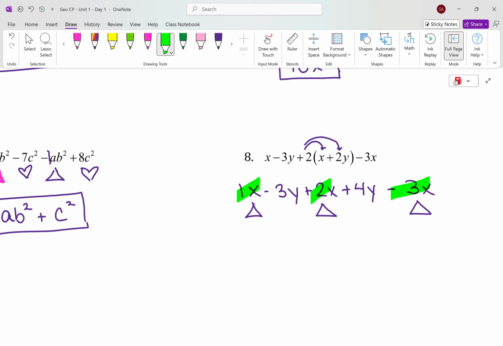So we're not writing any x. I'm not going to write 0x because 0 means there's nothing there. So now what's left? We're left with a negative 3y, and don't forget that sign there, that is a negative, and a positive 4y, which is going to leave us just with 1y. So our answer is just y simplified.